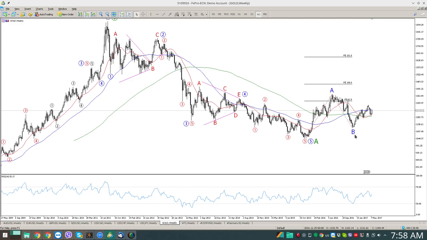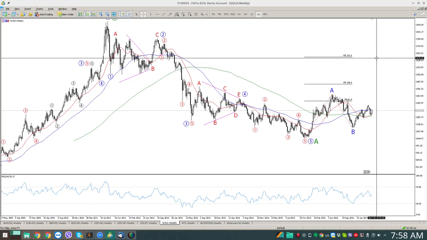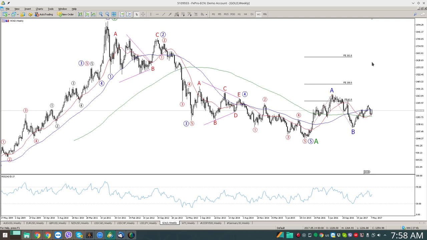I was initially expecting this wave B to finish somewhere here with some different patterning, but it appears that wave B is completed here. So if my broader count is correct, we have 1, 2, 3, 4, 5 for wave A, this should be wave B, and that wave B will likely take the form of an ABC, where wave C may move around these levels here, which means that there are about $400 to be added to the current price of gold.